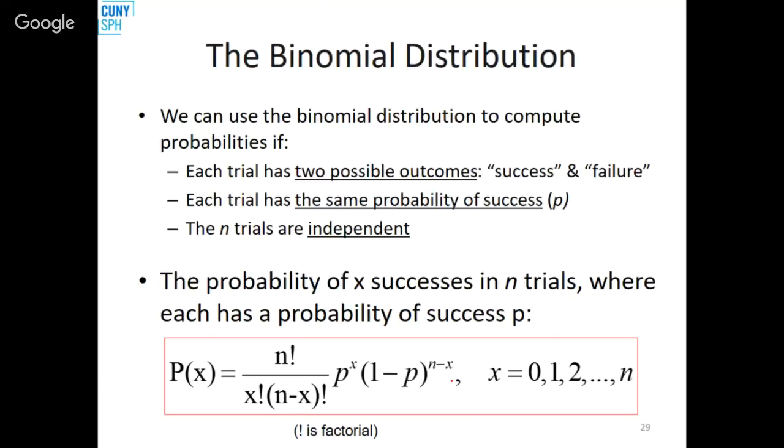Quick trivia question, who knows what the factorial of 0 is? One. It's 1.